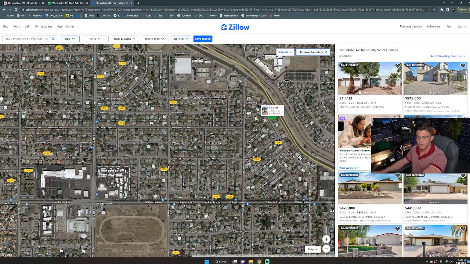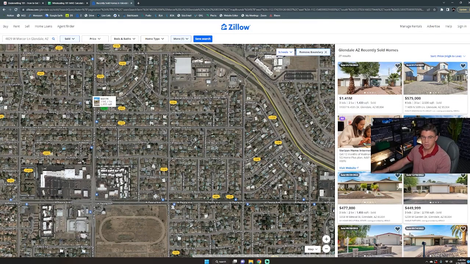So I have a 1.41 million. This is all the way over here though. We're crossing a road, so I'm not going to include that. We have this 575. Now it's much bigger, about 800 square feet bigger, so I'm not going to include that. Here's a 515. This is also crossing a major road. As you can see, we crossed 51st.